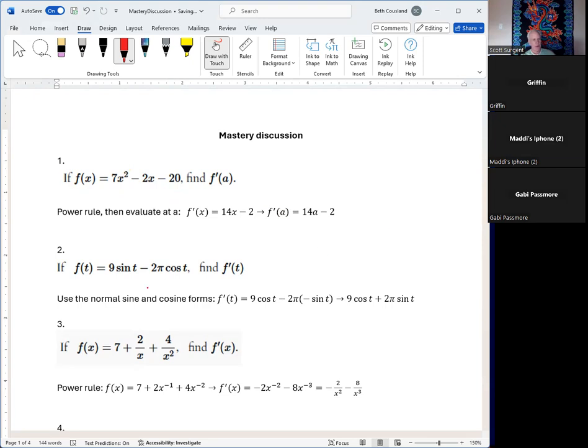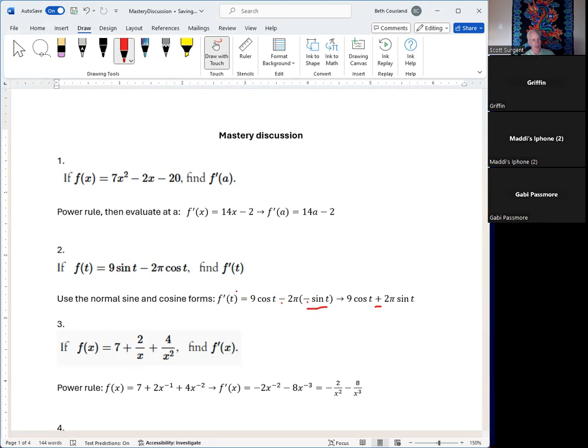For number 2, you have the function 9 sine t, take away 2 pi cosine t, find its derivative. The 9 and the negative 2 pi are just coefficients, so they just go along. You need to know your sine and cosine derivatives. The sine derivative is cosine. The cosine derivative is negative sine. A lot of people forget that negative. All right, so the two negatives here make a plus sign here. And then again, the 9 and the 2 pi are just going along for the ride.